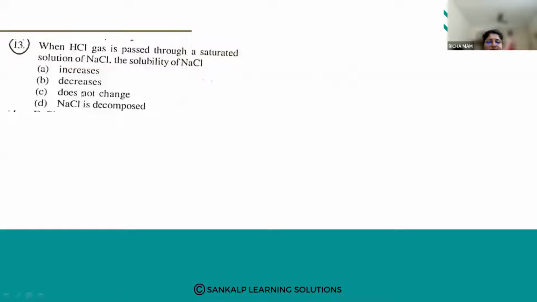When HCl gas is passed through a saturated solution of NaCl, what will happen to the solubility of NaCl? A, increases; B, decreases; C, does not change; and D, NaCl is decomposed.